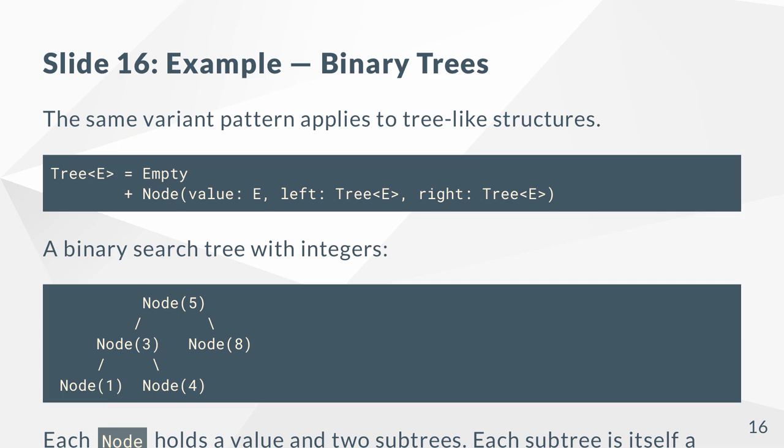The same variant pattern applies to tree-like structures. Tree of E equals empty plus node of value colon E, left colon Tree of E, right colon Tree of E. The tree diagram shows a binary search tree. The root is 5. 5's left subtree contains 3, and 3's subtrees contain 1 and 4. 5's right subtree is the leaf 8. Each node holds a value and 2 subtrees. Each subtree is itself a tree. Empty is the leaf, the base case where recursion stops.